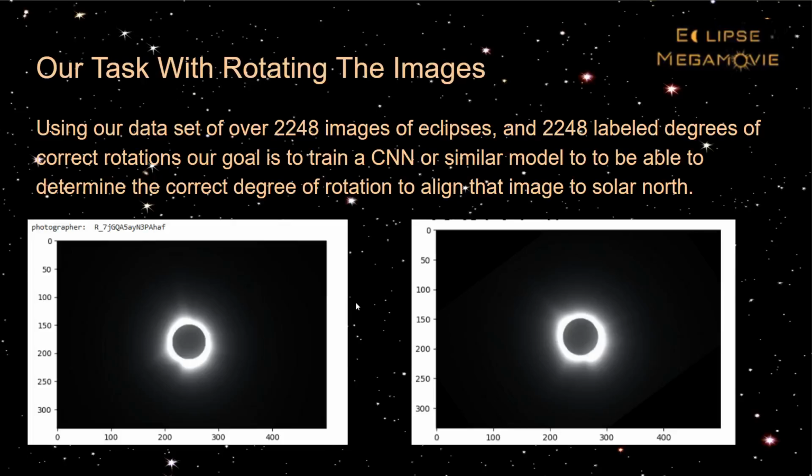So, our task was to create a CNN or regression model that can take a solar eclipse image like the ones below and rotate them to be solar north. Solar north, for simplicity, is just a common alignment position that we want all of our images to be.